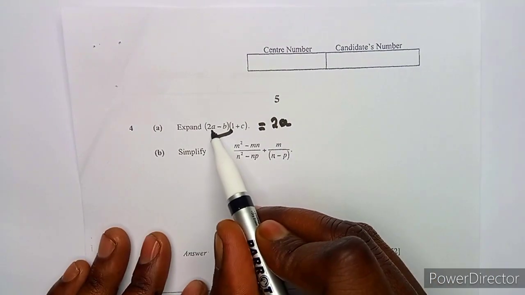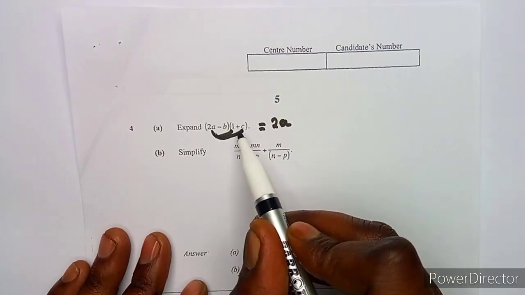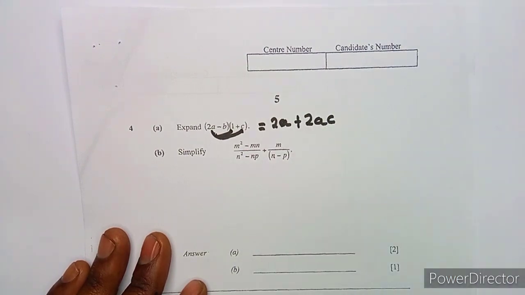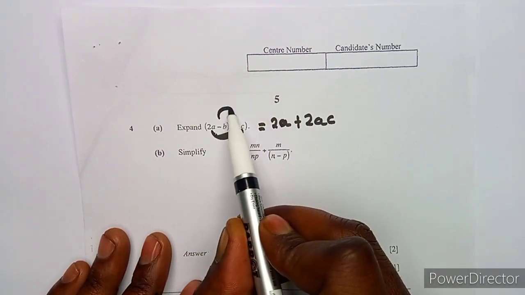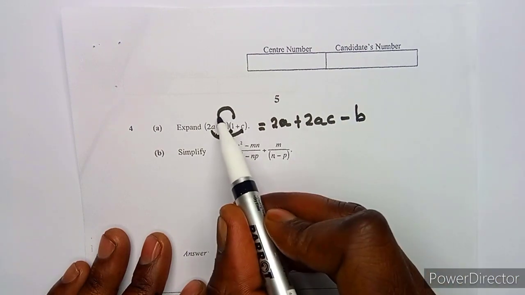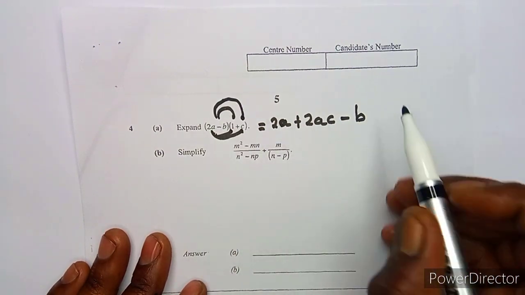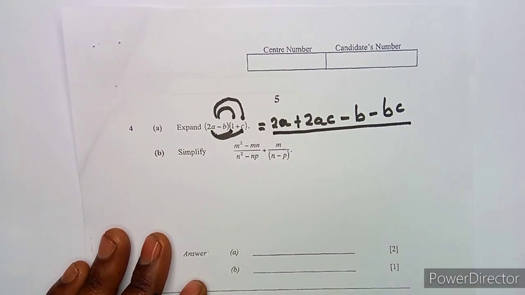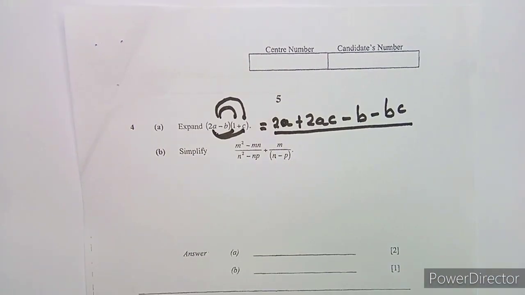Then we move on, 2a is going to multiply c, so it's 2a and c, which is 2ac. Okay, we are done by 2a. Then you move on to minus b, so it's minus b times 1, which is minus b. Then minus b times c, which is minus bc. Do we have any like terms here? We do not have, so just like that, guys, we are done.